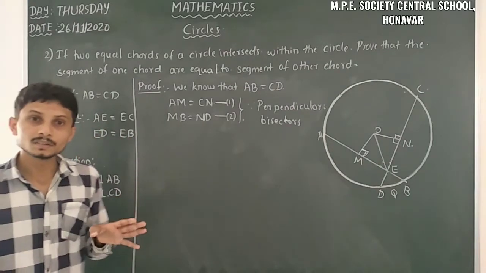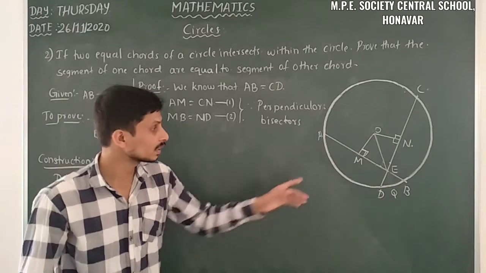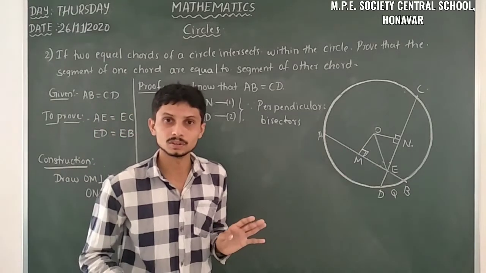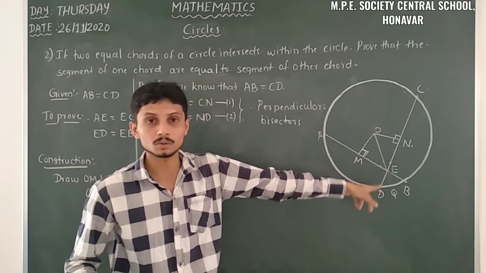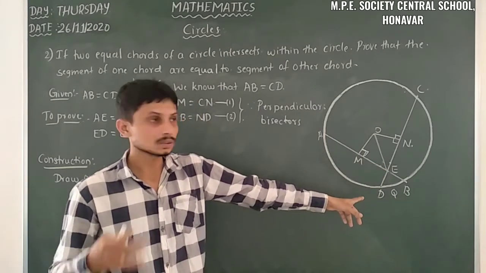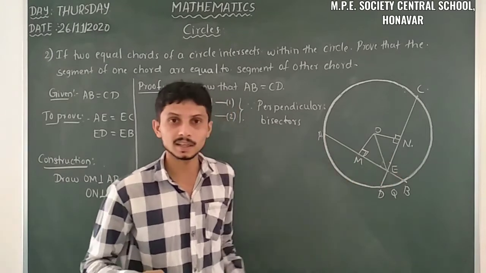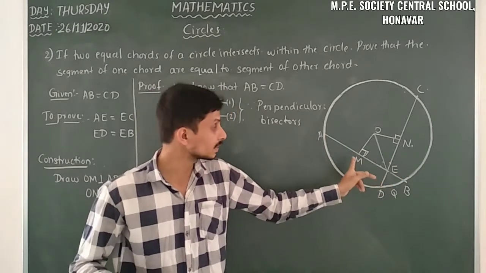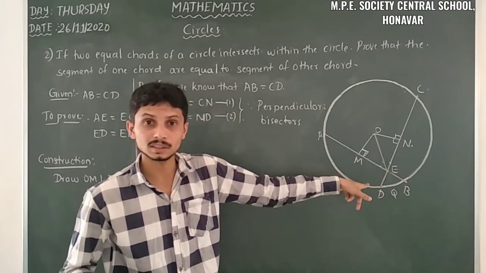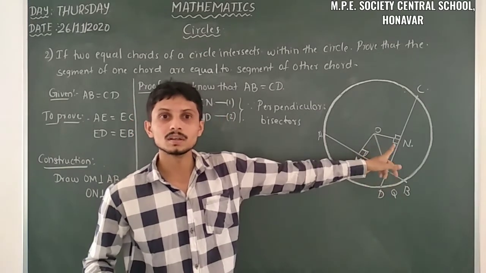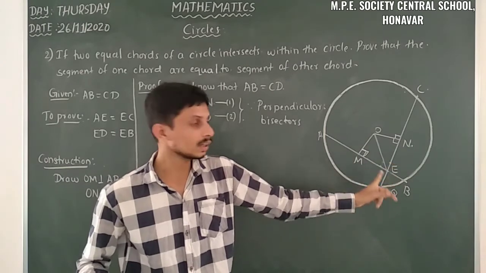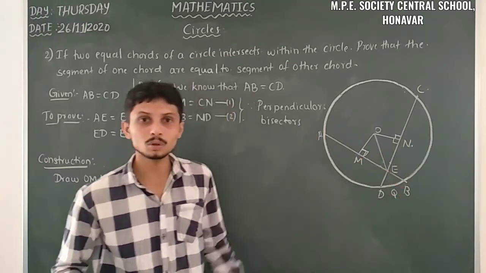So for that, the common thing we want here is ME equal to NE. The challenge is, how can we get ME equal to NE? Just observe, there are two triangles, and ME and NE are parts of those two triangles. So that's why we have to consider these two triangles and prove they are congruent. Then we can take ME equal to NE.